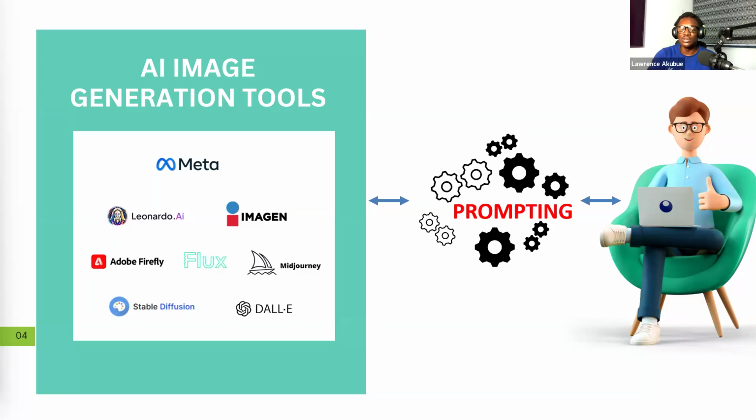So we are going to do some form of, let's see if you have enough time. Yeah, you have enough time to pull up and do some things. Okay. So yeah, we have Meta AI, Leonardo.ai, Imagine, Adobe Firefly, Flux, Midjourney, Stable Diffusion. So again, I don't want you people to be overwhelmed, right?